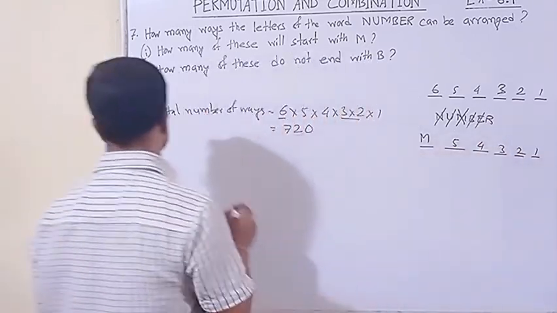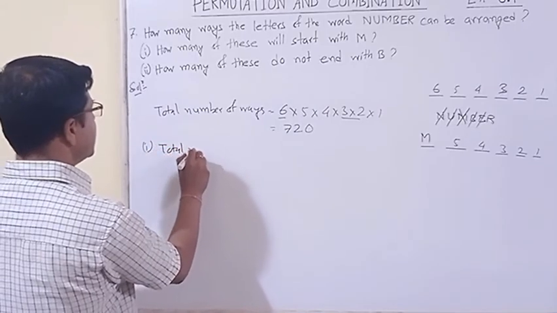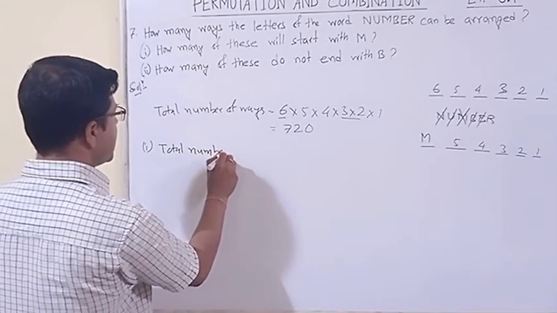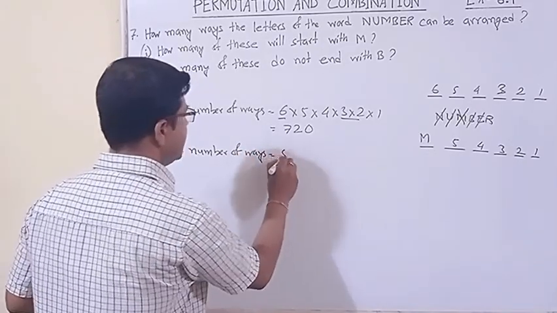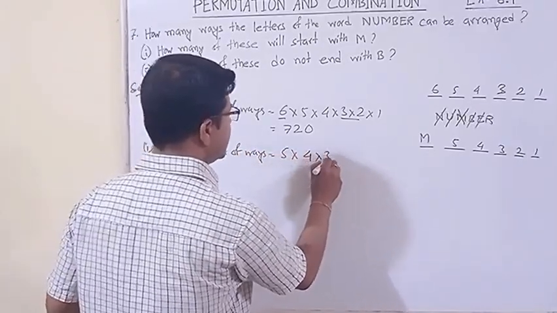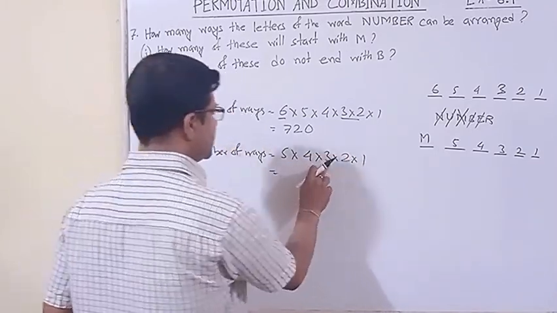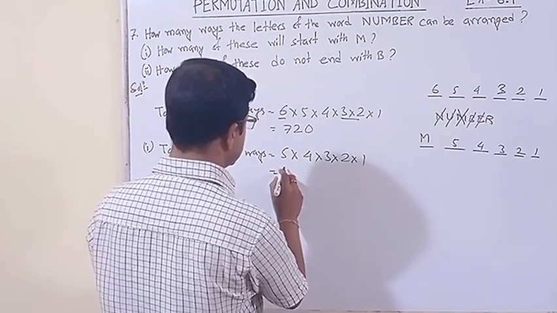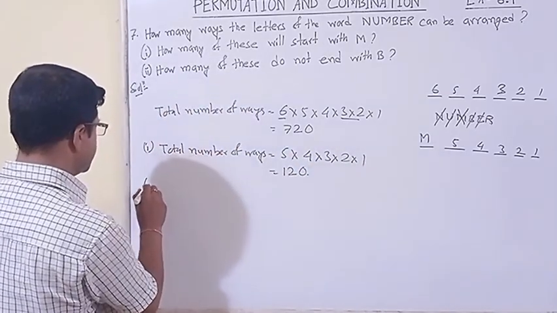Got it? So let us write the total number of ways. In the given case, we shall multiply 5 into 4 into 3 into 2 into 1. This is 120. Got it? Then number 2.